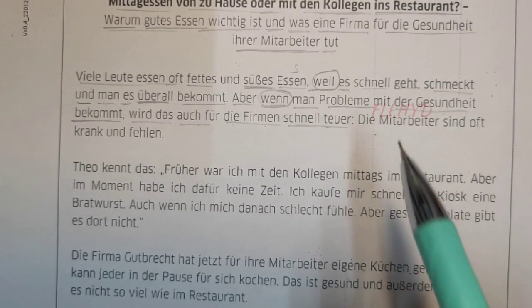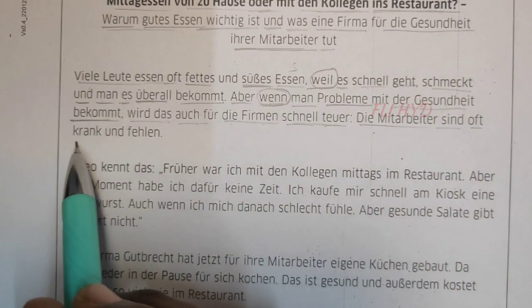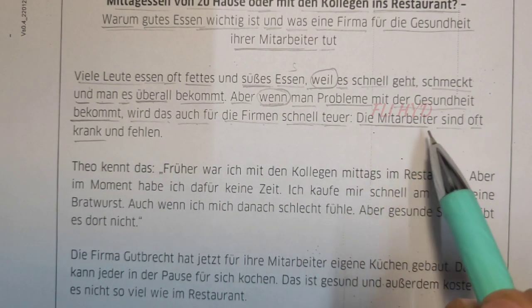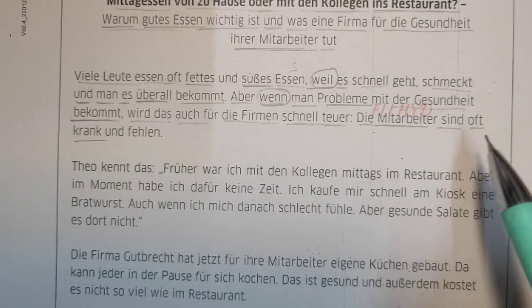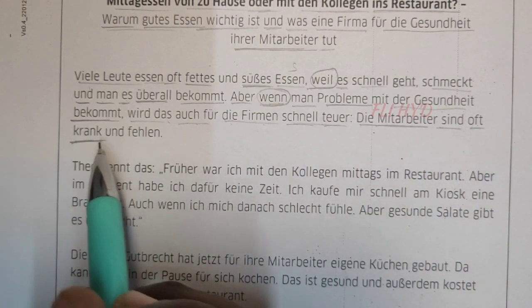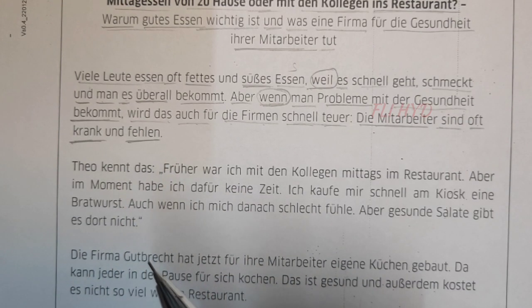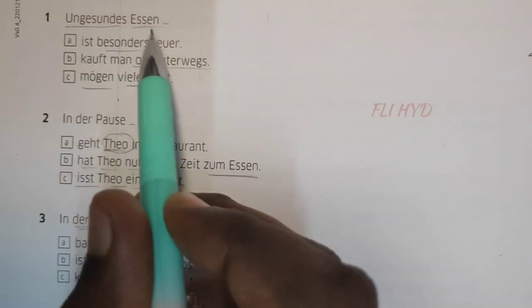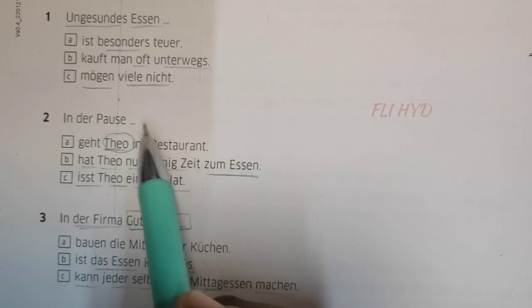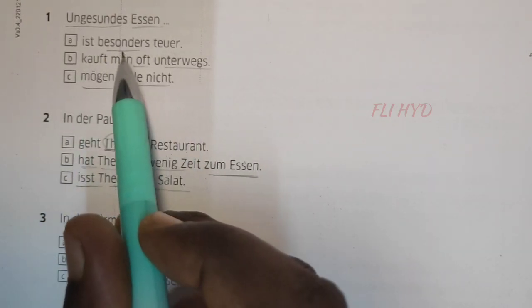It's a burden. Die Mitarbeiter sind oft krank und fehlen. Then the Mitarbeiter, the staff or the employees, sind, are, often krank. They are sick und fehlen, and they are missing. Clear? Now, with this paragraph, we try to answer the first question. Now, see the first question. Ungesundes Essen, like unhealthy food, ist besonders teuer. Is teuer, expensive? Besonders, especially?